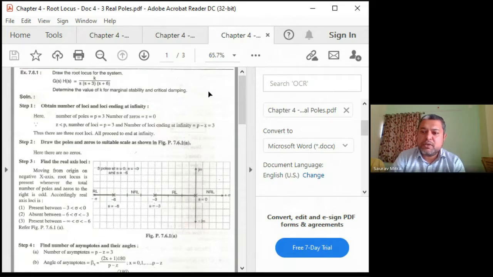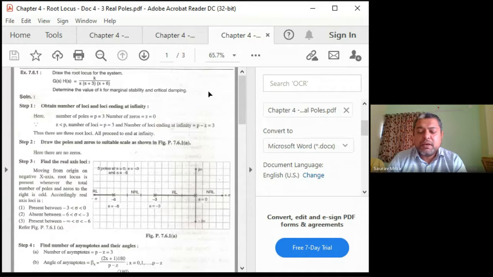At k equal to 0, you are going to find three open loop poles: s equal to 0, s equal to -3, and s equal to -6. Remember this, because very briefly I will explain the root locus plot for these three open loop transfer function poles. The same way we did the numerical yesterday, you can solve this numerical also.